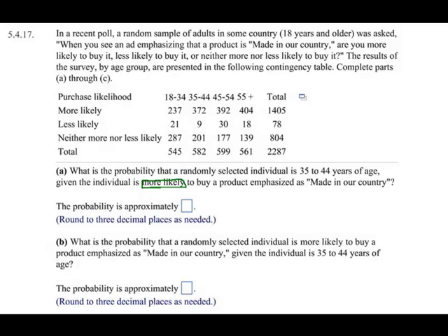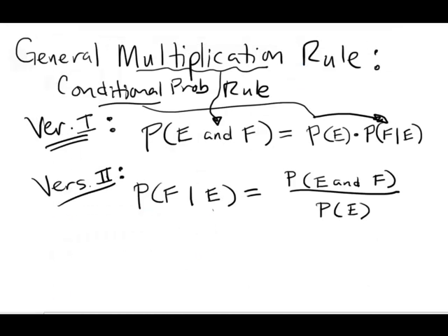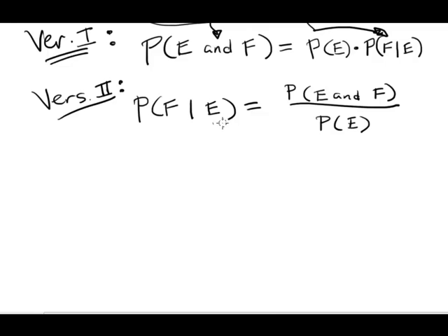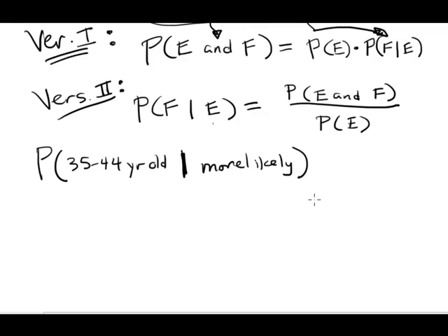So let me do the setup here. Let's go back over here, and let me show you the setup and what we're going to do. Keep in mind, we're going to use version 2 here of this general multiplication rule. So my setup is this. We want to know what is the probability that we choose a 35 to 44-year-old, given that they are more likely to buy locally.